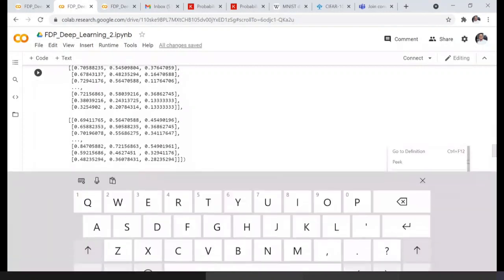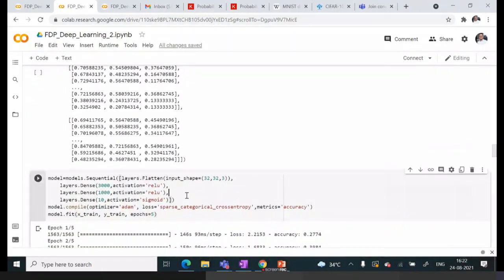And the most important part starts now. Like I mentioned earlier, there is an inbuilt function in Keras, which is nothing but layers.flatten. This function will automatically convert each image of size 32 cross 32 cross 3 into a single dimension matrix. That is the task of this layers.flatten function. So automatically your array will be converted into a one dimensional array.